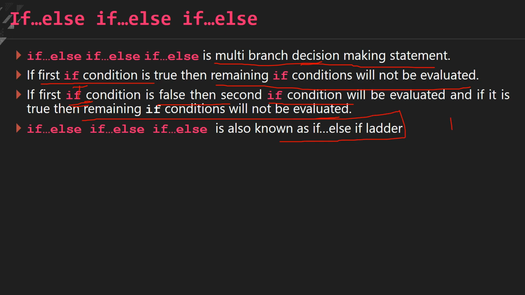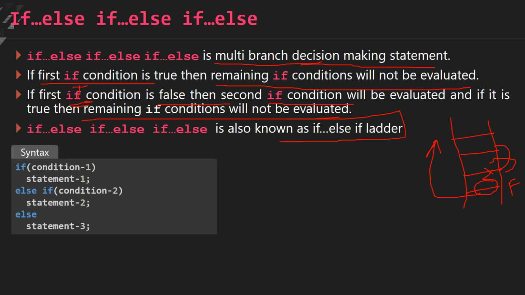The ladder will be like this only. It checks the first condition, second condition, third condition, fourth condition. If this is true, it directly reaches the block. If this is false, we go and check the next condition, and it goes on like that.